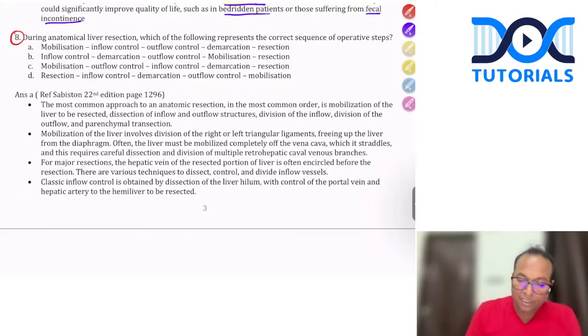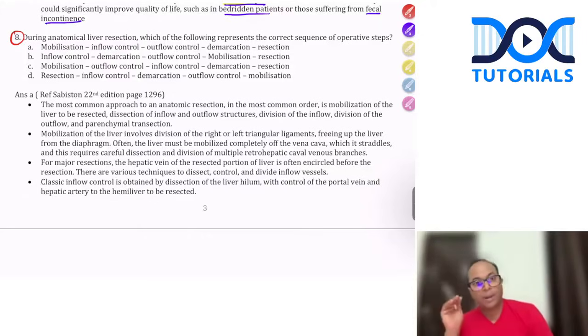So during anatomical dissection, which of the following represents the correct sequence of operative steps?